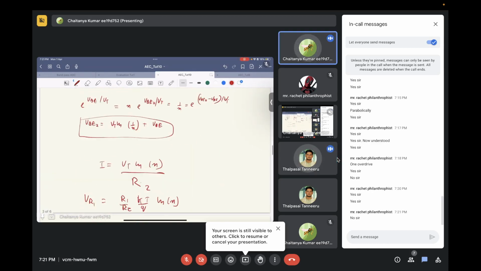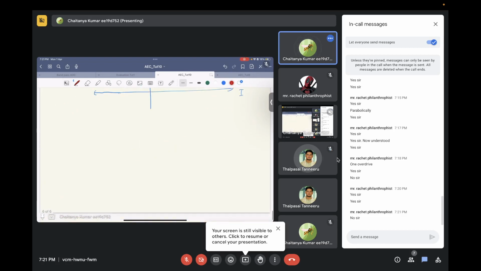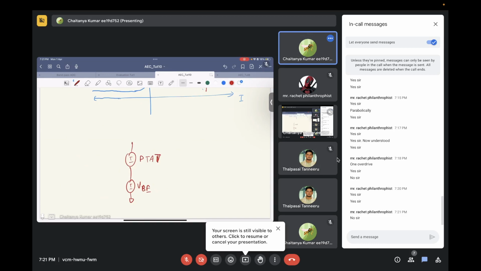Okay, my main problem is that I am adding this VBE and then I'm adding a PTAT voltage. So here I get PTAT plus CTAT, and this voltage becomes very high, so I have a bottleneck on the power supply reduction of the circuit. This is the problem statement. You understand the problem statement?